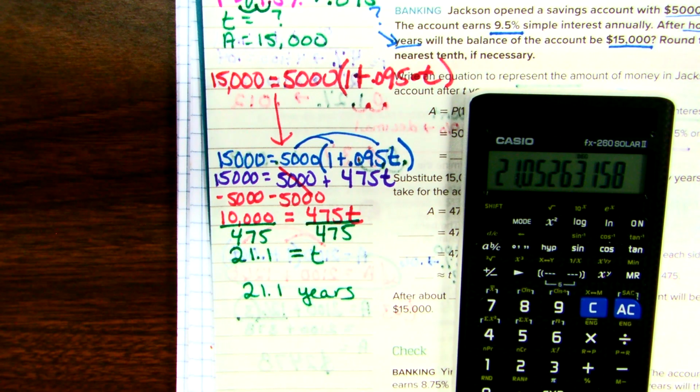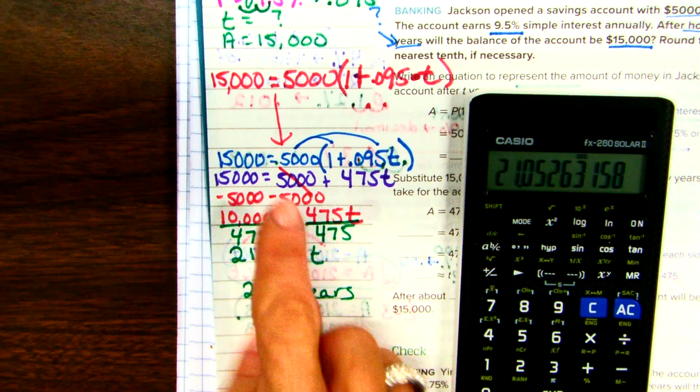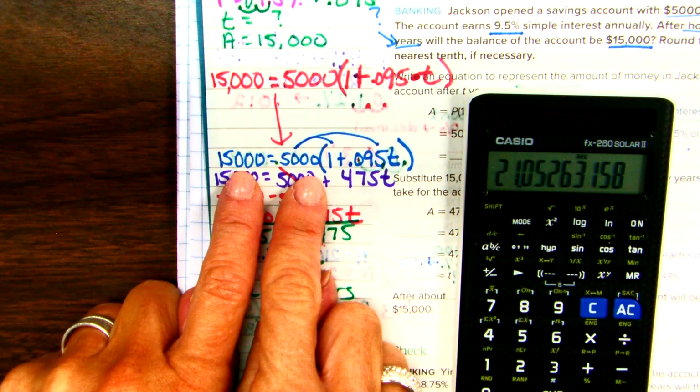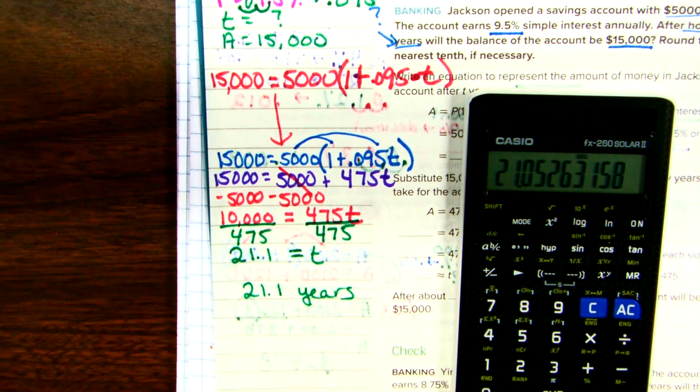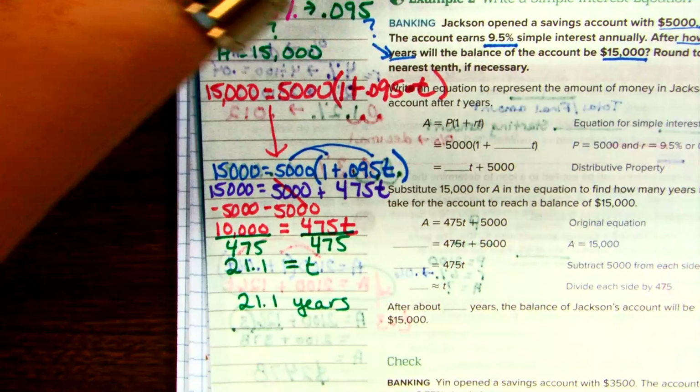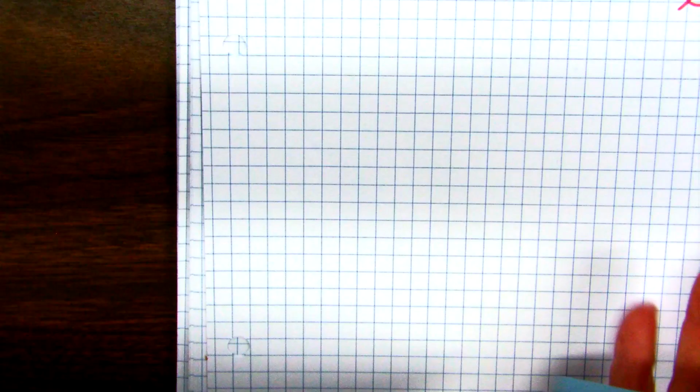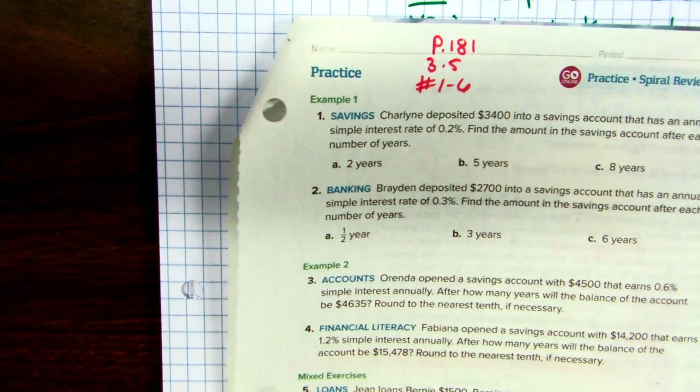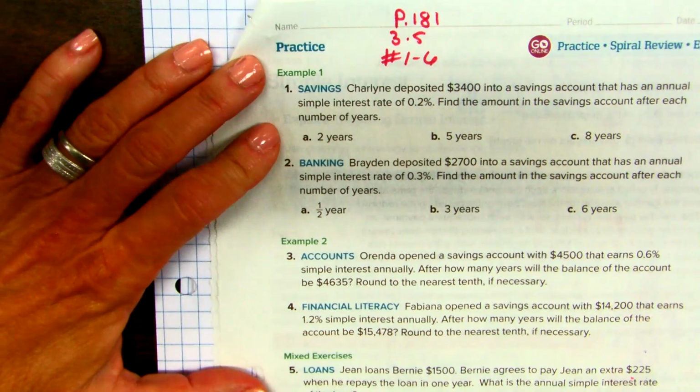Is it I'm trying to find how many years it'll take? You'll know that because it gives you the P and the A, okay? Or is it asking how much am I going to get after a certain amount of years? So let's look at the homework and see what we have. Okay? So page 181. No, it's 1 through 4.